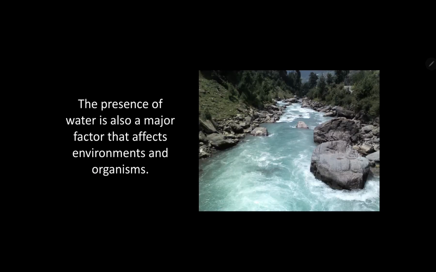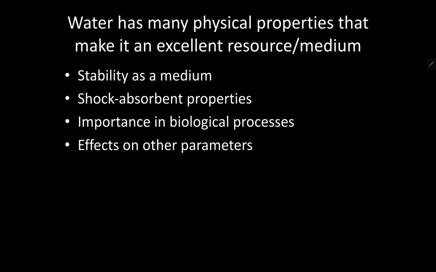So aside from sunlight and temperature, the presence of water is also a major factor that affects entire environments and the organisms that are found within. I mean, it's pretty obvious why water is important. All organisms need water to survive, and we drink it in. Plants use it for their many metabolic processes. Animals do too. But aside from those, water has many physical properties that make it an excellent resource for organisms and an excellent medium for organisms to survive in, especially aquatic organisms.